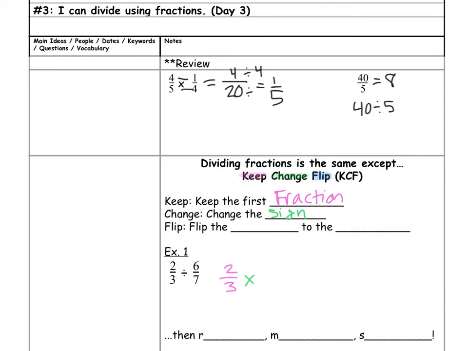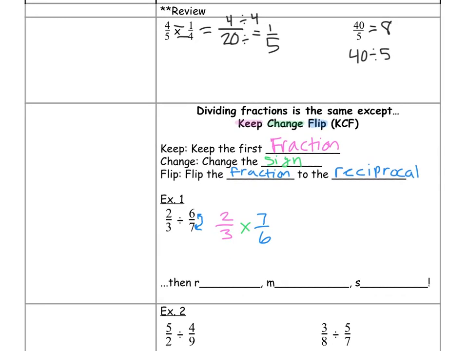So we flip the fraction to its reciprocal. What I mean by reciprocal is we flip the numerator and the denominator. So we're just going to write 7/6. And then we reduce, multiply, and simplify.